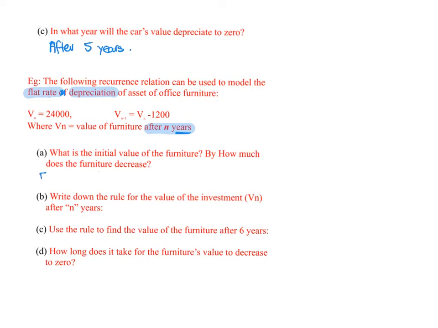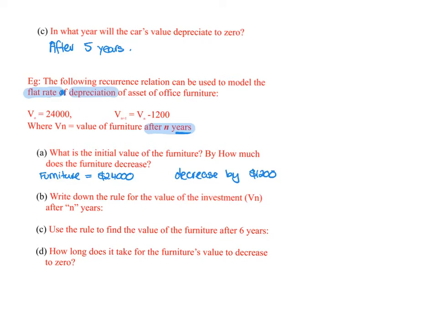Good. So the furniture equaled 24,000. They're just going to test you on that to see if you think. And how much does the furniture decrease? Yeah, it decreases by 1,200. Good. Okay, write down the rule for the value of the investment after n years.